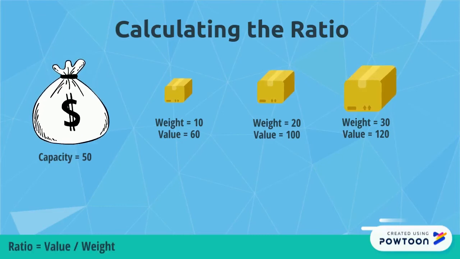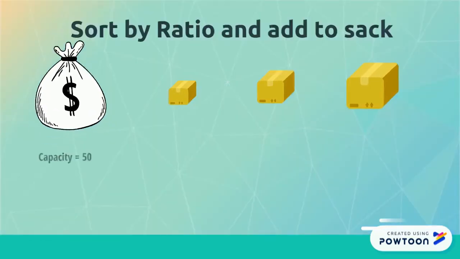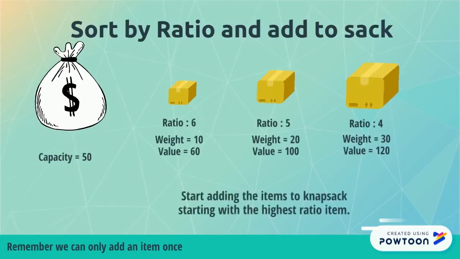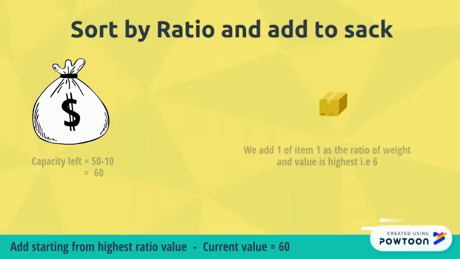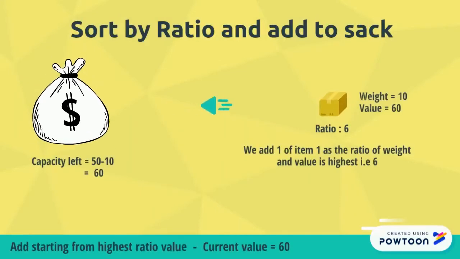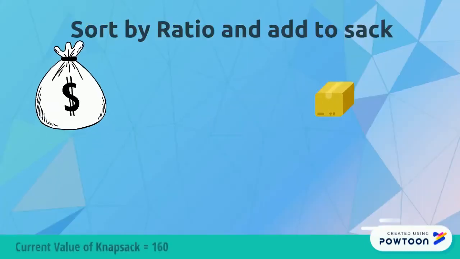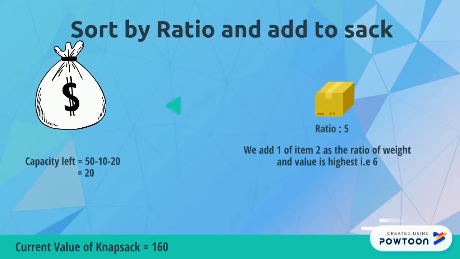For the first item it's 6, for the second it's 5, and for the last one it's 4. So let's sort the items in descending order and add them to the knapsack. So we add our first item, we choose item 1 as it has the highest ratio, with a value of 10. After adding it, the capacity left in the knapsack is 60. And then we add item 2 because it's the next highest ratio. After adding it, the capacity left is 20 and the current value of the knapsack is 160.